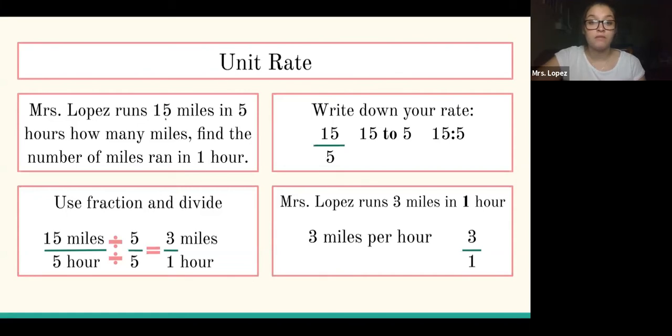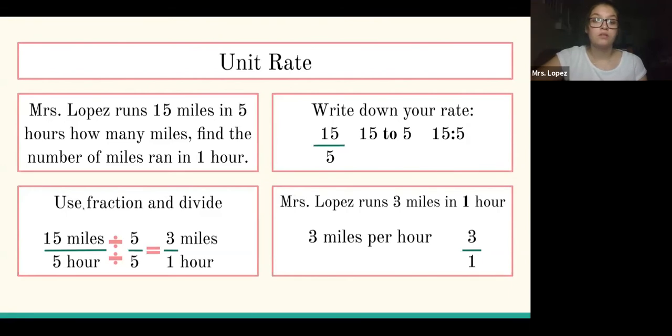We always want to write the first number on the left side, or the numerator, and the second number on the right side, or in the denominator. So 15 miles in the numerator, 5 hours in the denominator. So that is 15 to 5. 15 is on the left and 5 is on the right. Or 15 colon 5 again, 15 on the left, 5 on the right.